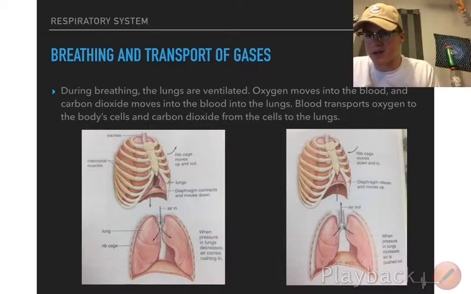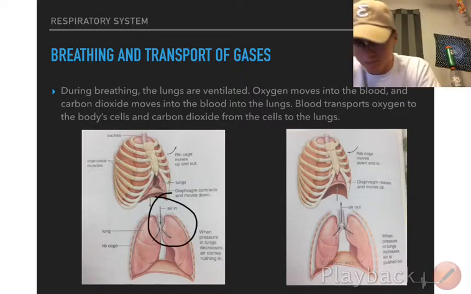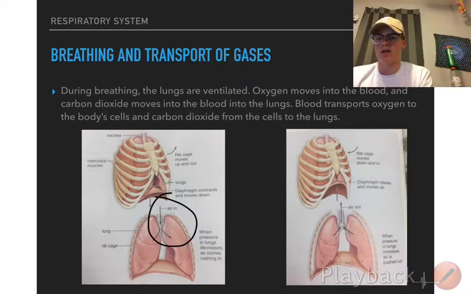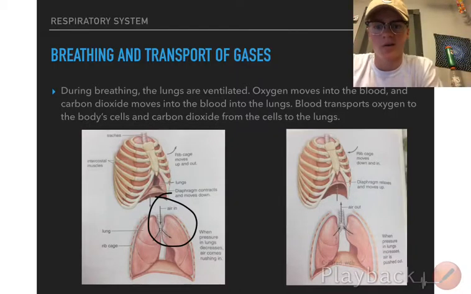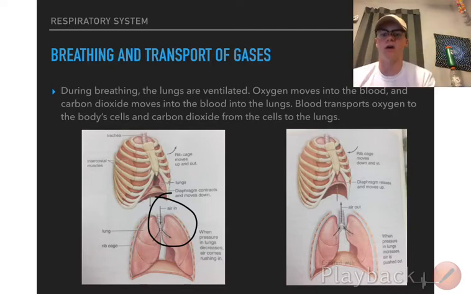So on the left, you can see here, air is coming into the lungs, and then when pressure in the lungs decreases, air comes rushing in. So if you take a big breath, obviously air will be coming in. The pressure in the lungs is decreasing, which allows air to come in. And on the right, you're pushing air out, so you're breathing out, and this increases the pressure, which pushes the air out.